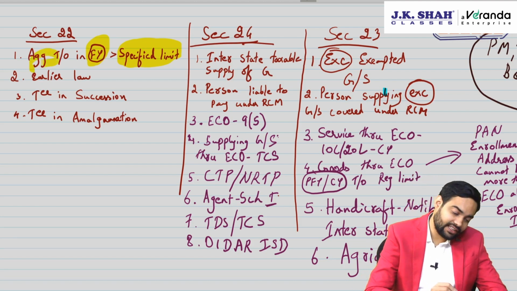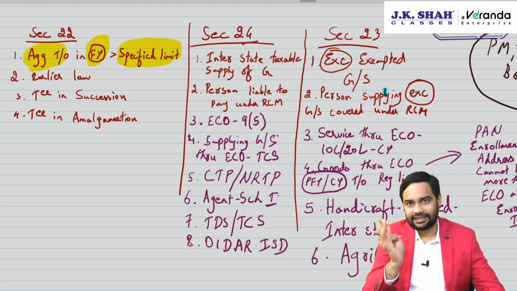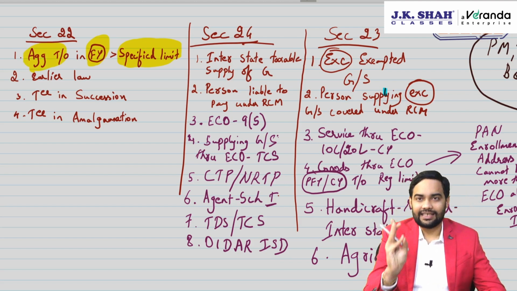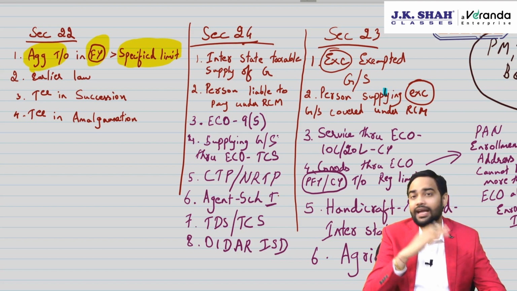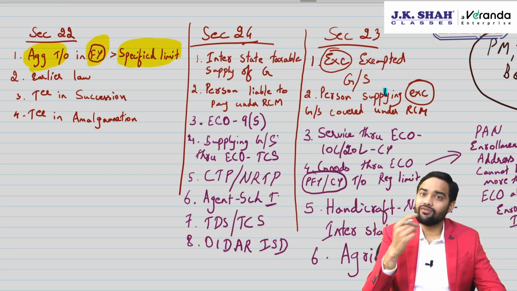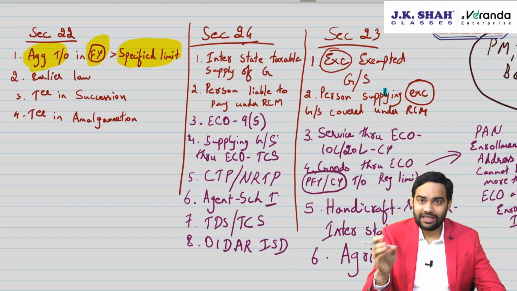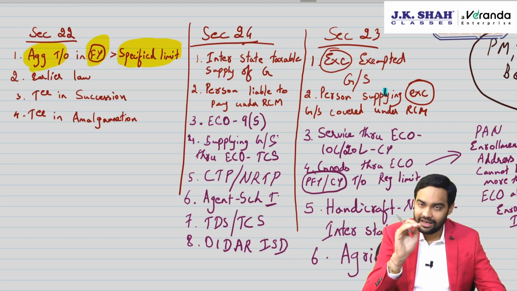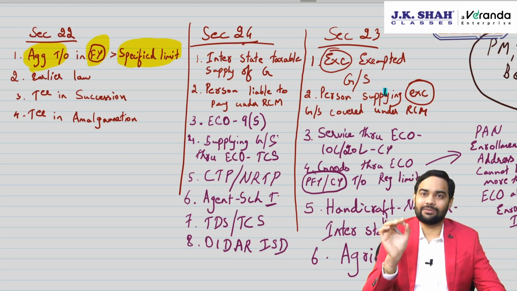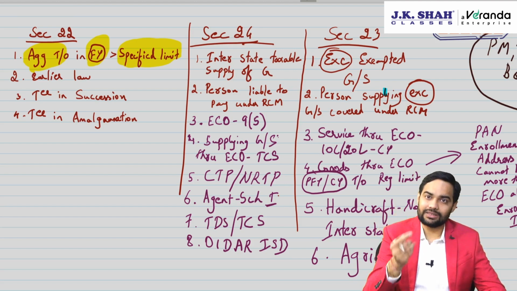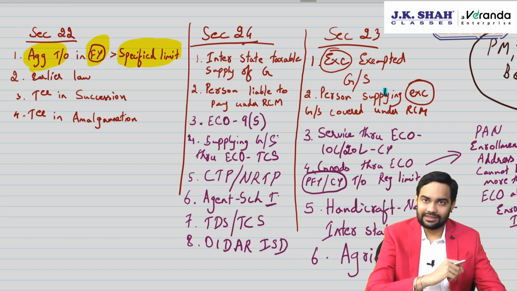What's the meaning of aggregate turnover? Aggregate turnover means taxable supply, exempt supply, interstate supply, export of goods or services, but does not include GST and inward supply under RCM. It is calculated on an all India basis for all the branches under a single PAN. Plus, if there are branches in different states with different registration limits, then the lowest limit will be considered from the place from where I am making taxable supplies. Wherever I am making taxable supplies, there the lowest limit will be considered.